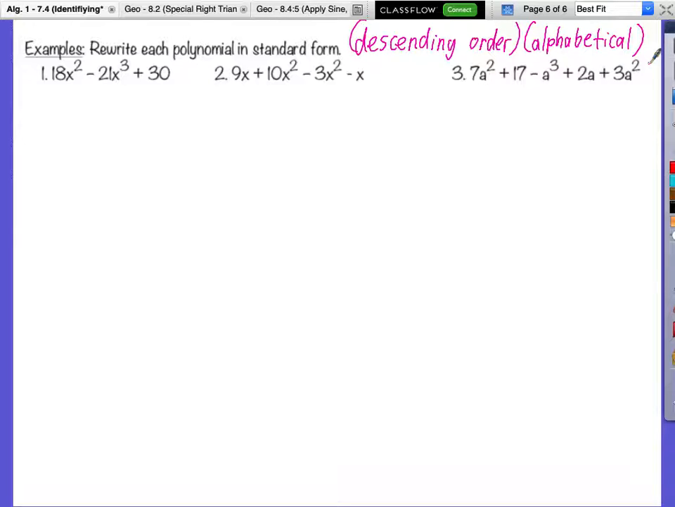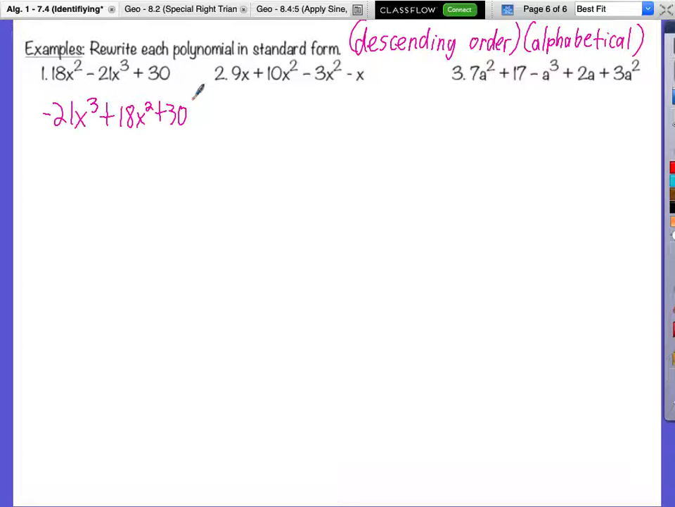So here, which x has the biggest power? The negative 21x to the third, right? So that's the one we're going to put first, because this x has the biggest power. You've got to take the sign with you there. So which one comes next? 18x squared. What sign is going to go between those? A plus sign, because it's positive. 18x squared, because x squared is bigger than no x. And what would follow that? Plus 30. So this is what we call standard form, our standard form of a polynomial.